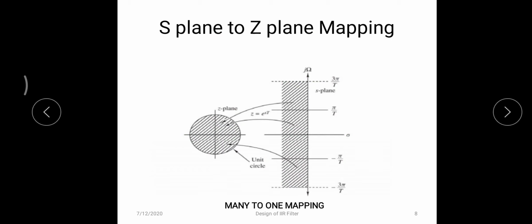Now this is the S plane to Z plane mapping, that is, analog filter into digital filter. So the right side is the analog system, the left side is the digital system. The frequencies from minus pi by T to plus pi by T are mapped into the upper half of the S plane, and the frequency which is beyond pi by T is also mapped onto the same upper half of the S plane. Because of this, many poles are shifted to the same locations, that is called many to one mapping. Because of this many to one mapping, there will be an aliasing effect in the impulse invariant method. That's a major drawback of this concept.